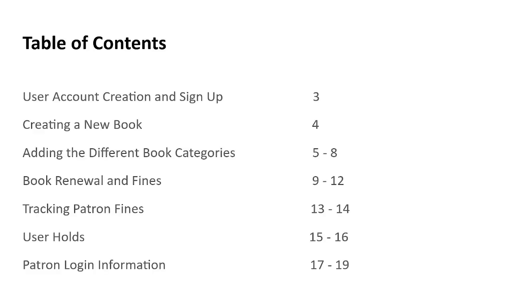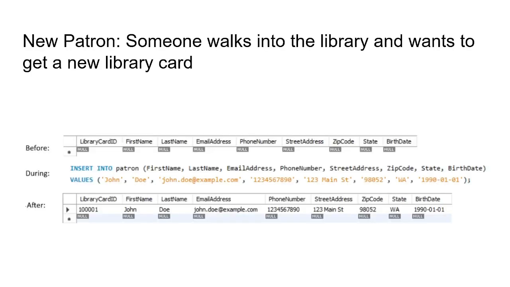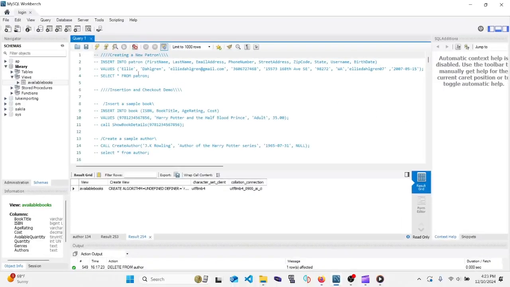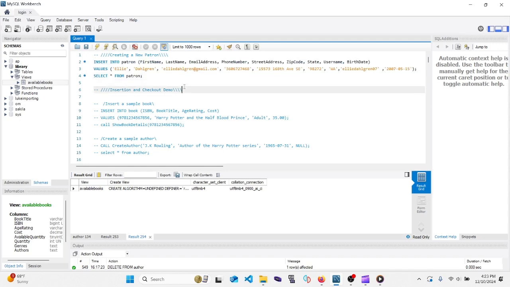Here we have our table of contents that we're going to be going through. So jumping right in, let's show off how we create a new patron. So I'm going to jump over here into SQL Workbench. Let's go ahead and comment out this code that I wrote.